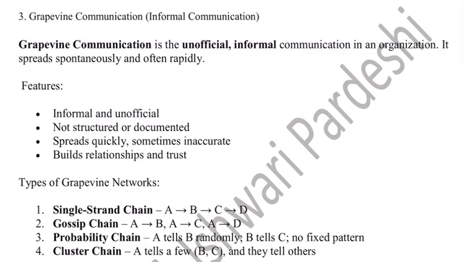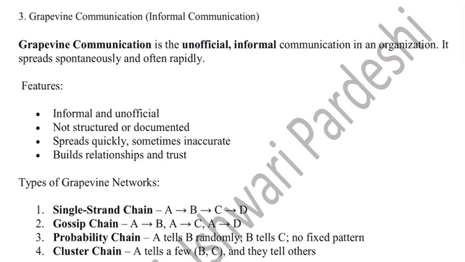Grapevine communication is the unofficial or informal communication in an organization. It spreads spontaneously and often rapidly. So a grapevine communication is a communication which does not follow any structure or any proper manner. Rather, it is very spontaneous. Spontaneous as in, if you are walking and you see someone passing by, you will have a communication with them. That is grapevine. Not very structured and mannered or planned. The communication is unplanned and spontaneous.